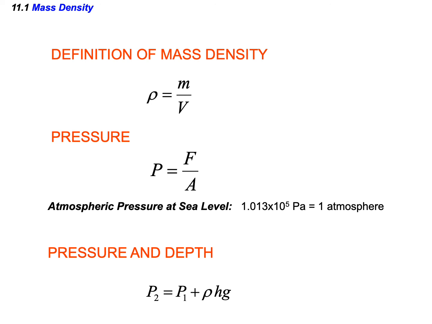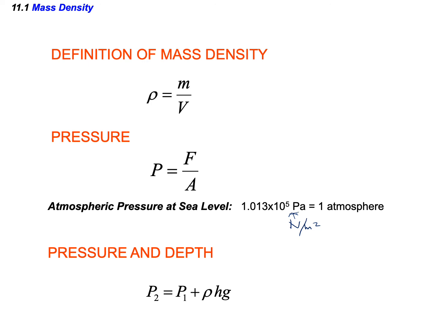Pascal. Pascal is the SI unit of pressure. We know newtons per meter square is the same as Pascal. You know, the SI unit is Pascal, but pressure is force over area. The unit of force is Newton. Area is meter square, so we call it Pascal.